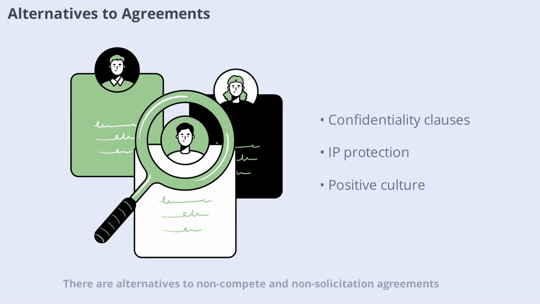There are alternatives to non-compete and non-solicitation agreements that can protect business interests without restricting employee mobility. Confidentiality agreements, intellectual property clauses, and robust onboarding processes can help safeguard sensitive information. Employers may also focus on building strong relationships and positive workplace culture to retain talent. Exploring alternatives can lead to win-win solutions for both parties.